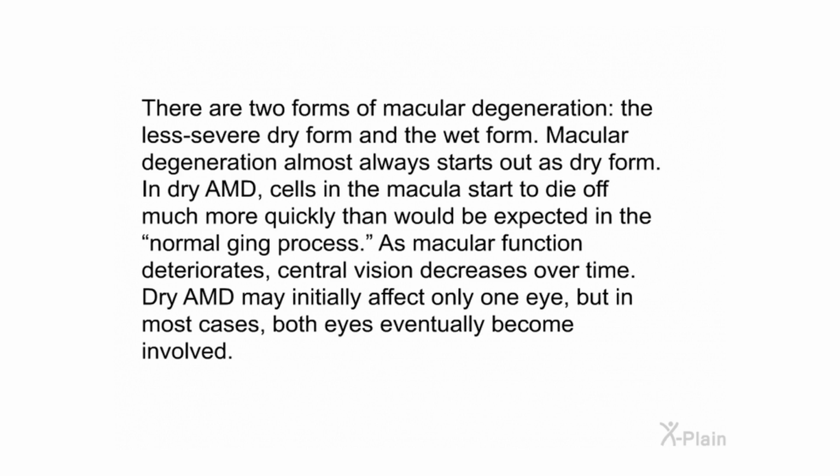Macular degeneration almost always starts out as dry form. In dry AMD, cells in the macula start to die off much more quickly than would be expected in the normal aging process. As macular function deteriorates, central vision decreases over time. Dry AMD may initially affect only one eye, but in most cases both eyes eventually become involved.